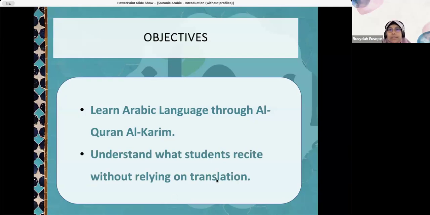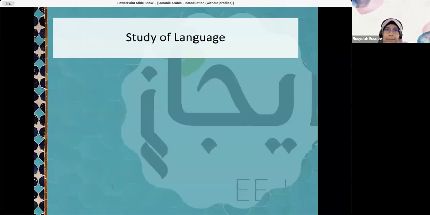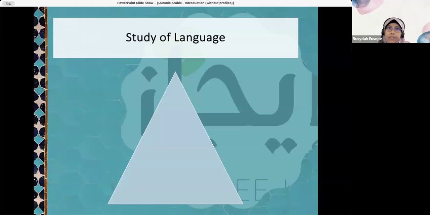And the other objective is to understand. As I mentioned just now, to help us understand what we recite without relying on translation, because a lot of things are lost in translation. No matter how hard we try to translate the ayah, we will not find exactly equivalent words to the text or the words in Arabic. So that is Quranic Arabic, and then the study of language. This is in general, for any other languages. For those who are English teachers, Malay teachers, or language teachers, I think you can relate to what I will be sharing here.